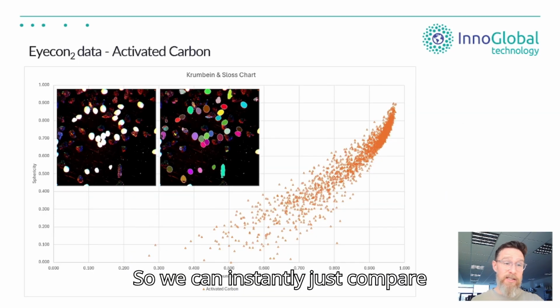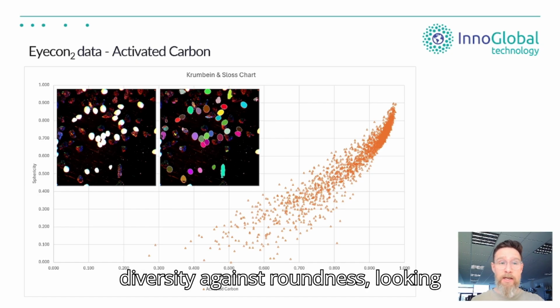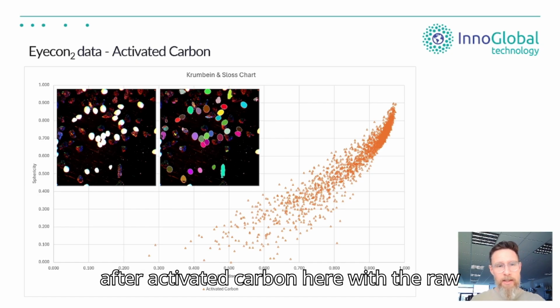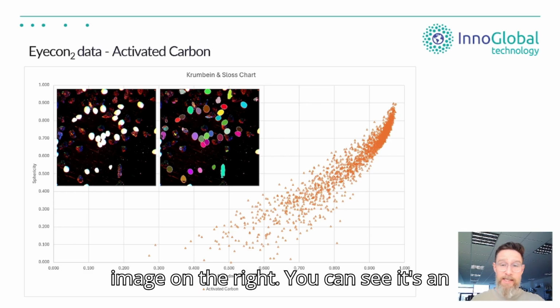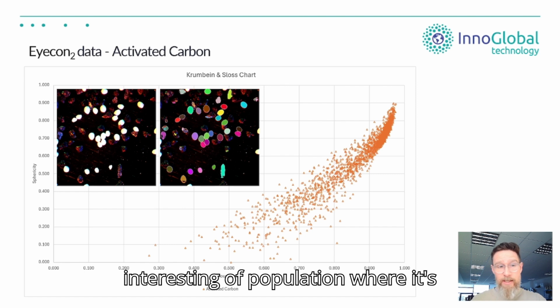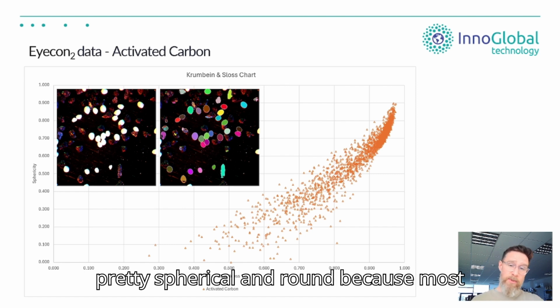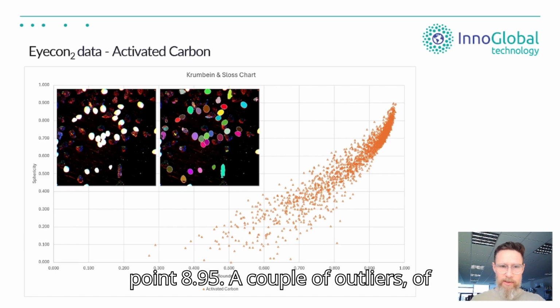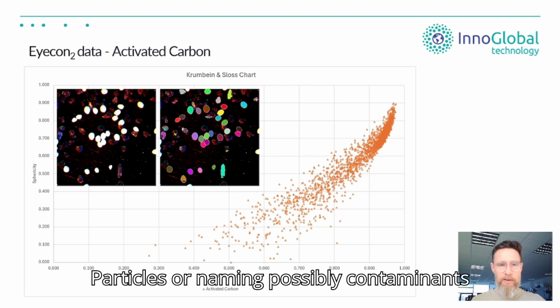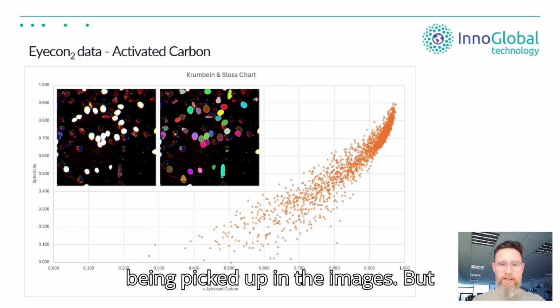So we can instantly just compare sphericity against roundness. Looking at the activated carbon here, with the raw image on the left and the segregated image on the right, you can see it's an interesting enough population where it's pretty spherical and round, because most of the population is somewhere between 0.8 and 0.95. A couple of outliers, of course, for elongated particles or maybe even possibly contaminants being picked up in the images.